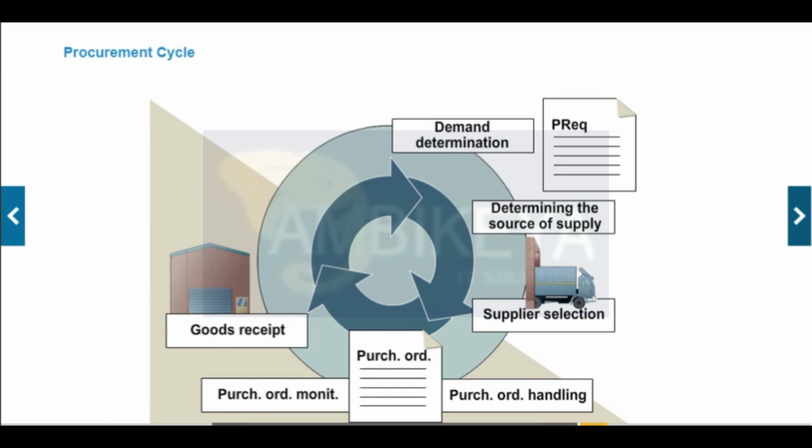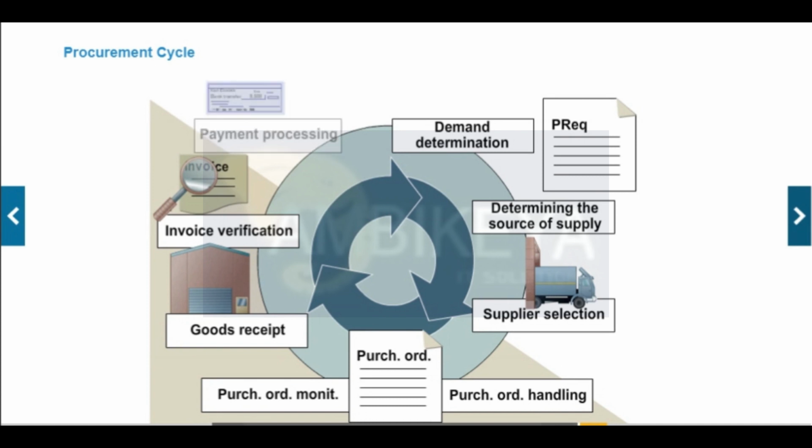Goods receipt. The system checks the amount of goods received against the purchase order quantity. Invoice verification. The vendor invoices are checked to see if the accounting and the content are correct. Payment processing. The vendor payment is usually done in financial accounting.